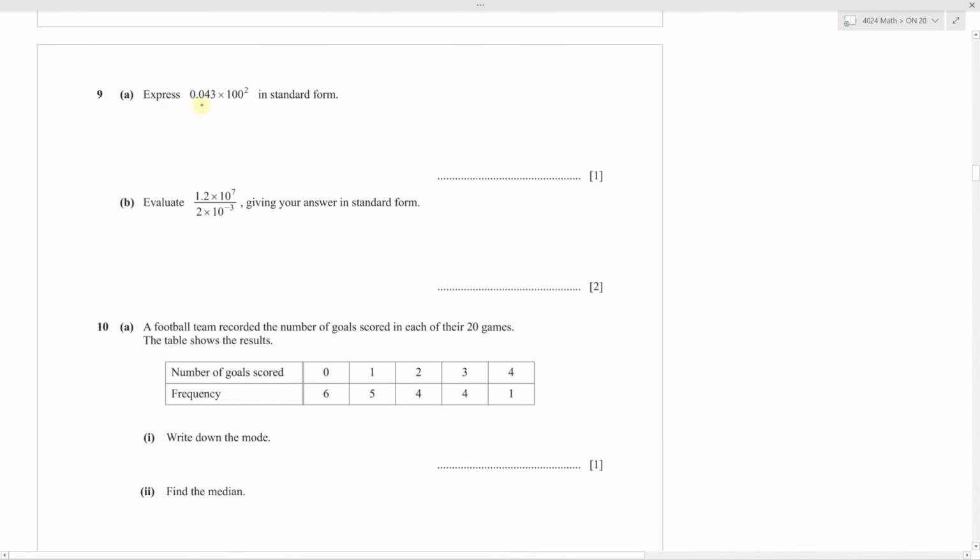Question number 9 is express 0.043 multiplied by 100 squared in standard form. So I can write this as 0.043 times 100 squared, and 100 squared is 100 times 100. Now if I multiply by this 100 here, I'll move this decimal two places to the right. So this will become 4.3 and this remaining 100. This part is already in standard form, and then I can write 100 as 10 squared. So this will become 4.3 multiplied by 10 squared. So this will be your answer.